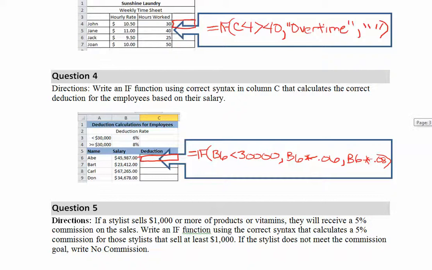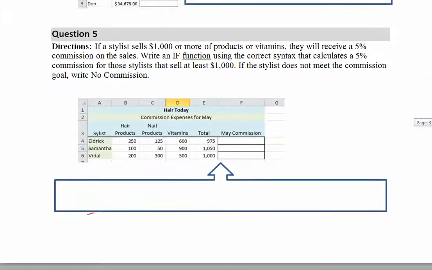And moving on to question 5. Okay, in question 5, if a stylist sells $1,000 or more of products or vitamins, they will receive a 5% commission on the sales. Write an if function using the correct syntax that calculates a 5% commission for those stylists that sell at least $1,000. If the stylist does not meet the commission, write no commission. Okay, so we're writing this formula in cell F4, and then we'll copy it down.